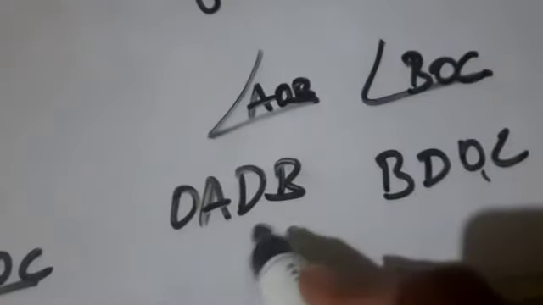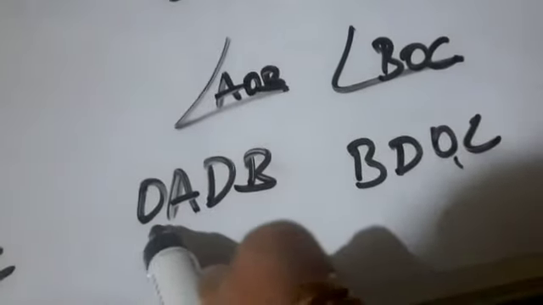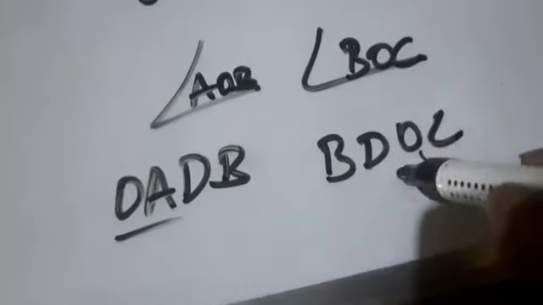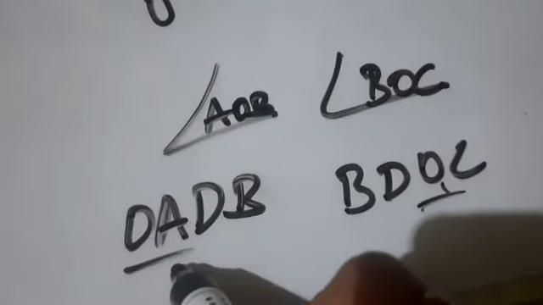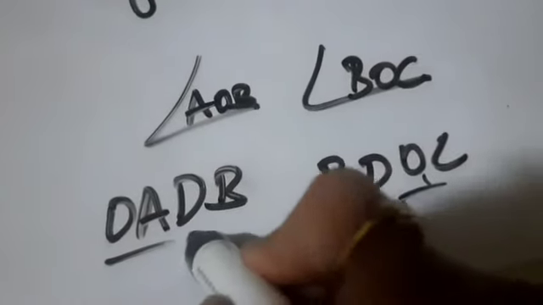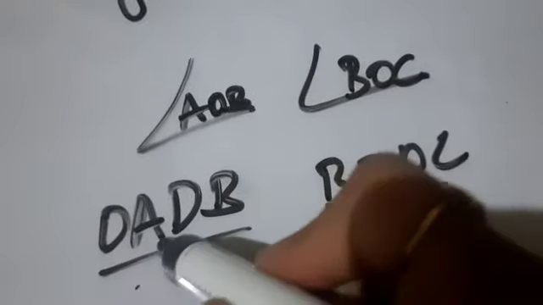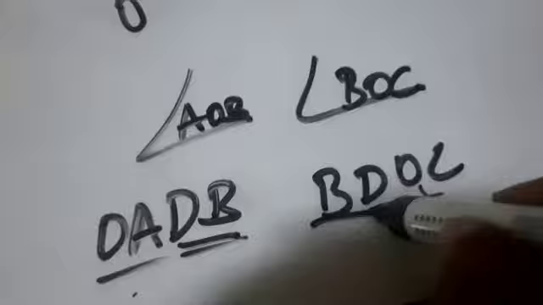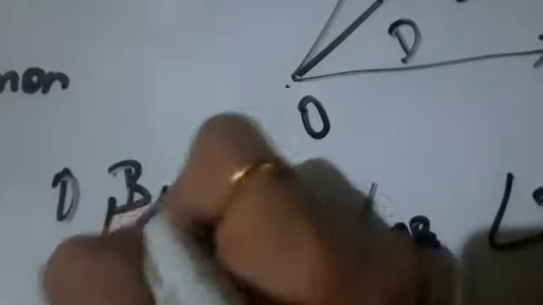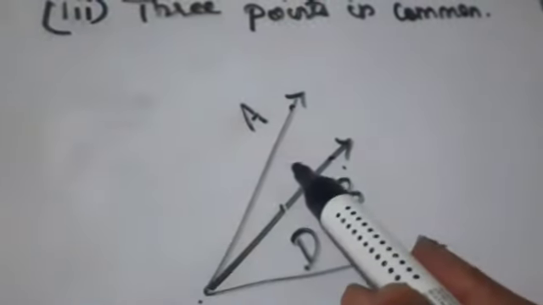Among these, which is common, students? O is common here. A is not here. D is here, and D is in the other angle too. And B is here. So the points O, B and D are the three common points in these angles.